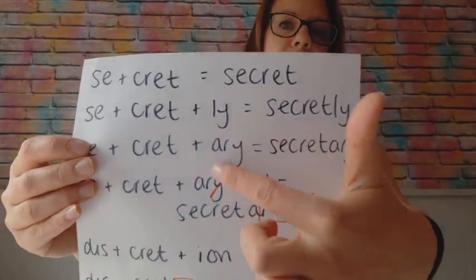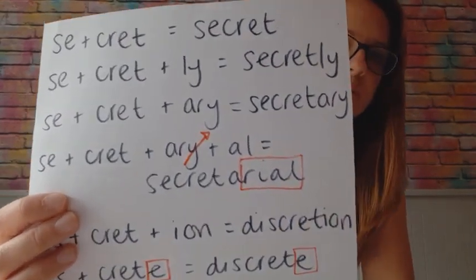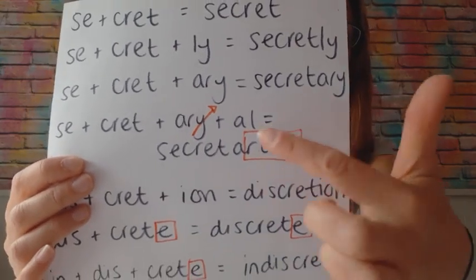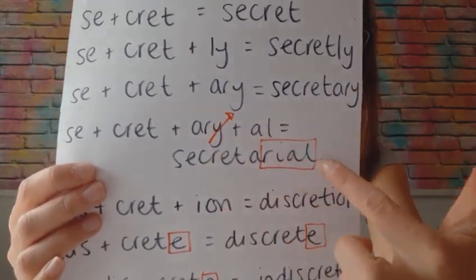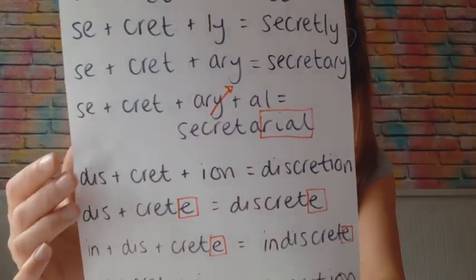So the airy bit there meaning the person, and then secretarial would be describing the jobs that they would do. So the secretarial jobs we tend to talk about being like the administration tasks. But you can see here where we've got the EL, we've had to change that Y to an I to add the al at the end. So that's one of our spelling rules.